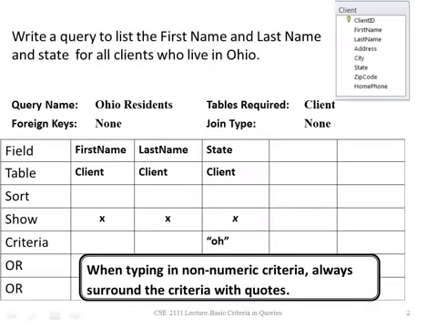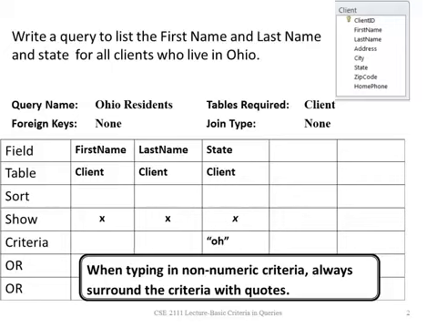Let's use the Research Papers database to write a query to list the first name, last name, and state for all clients who live in Ohio. If we're doing this in Access, we would use the QBE grid. When you're taking the exam, you will use a paper QBE grid because you will not have a computer.